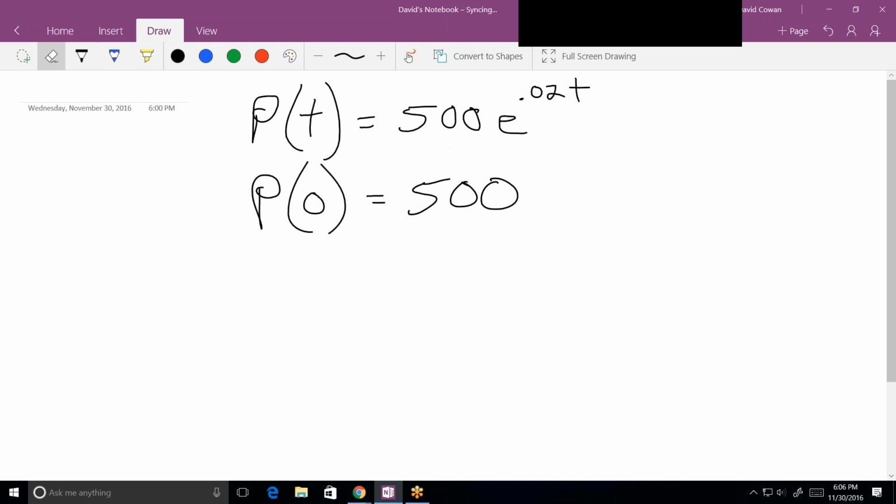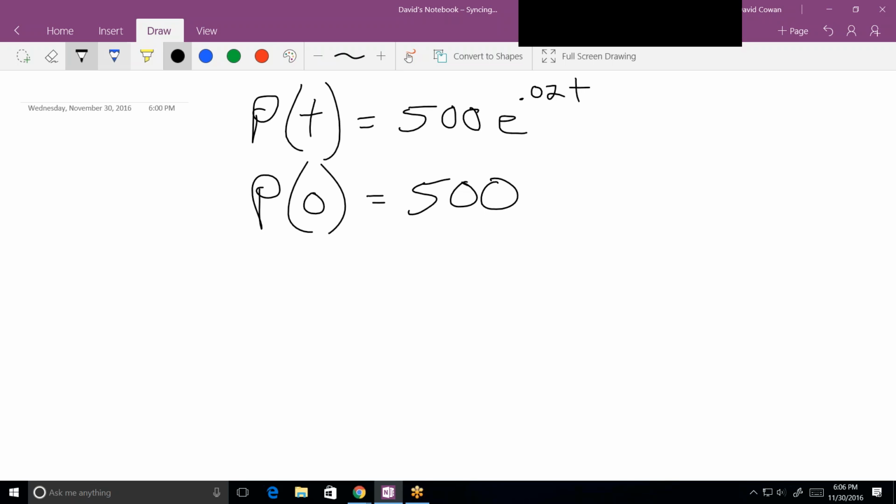What's the second question? What is the growth rate? That I know: 2%. In other words, that question requires you to know the general form, that it's e to the RT, and they're asking what is R.